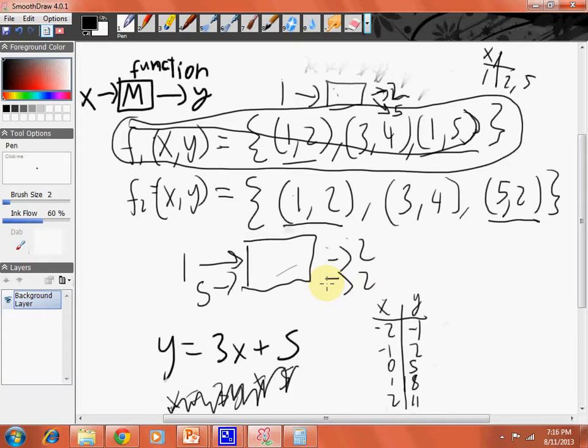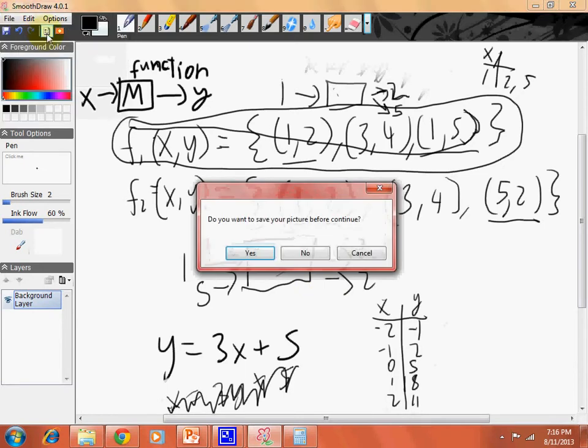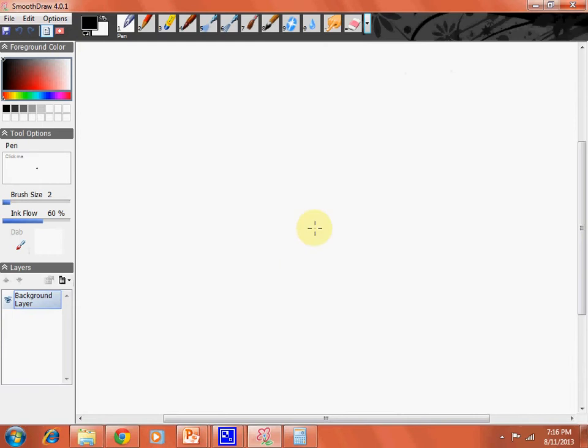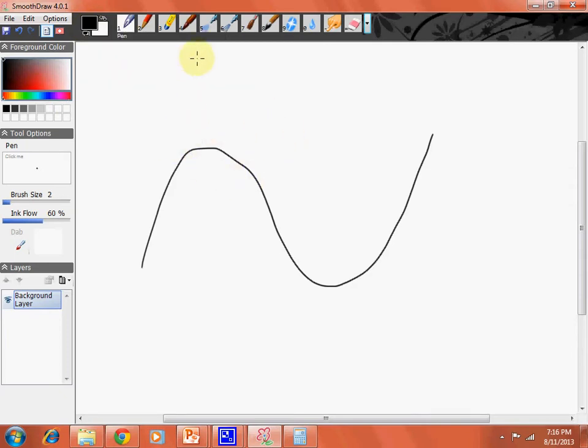Anyways, so that's one way to test for a function. Now another way is called the vertical line test. And the vertical line test is probably the easiest one to remember. This right here could be a function, right? As a matter of fact, it is a function. And the reason why I know that is because I can draw a vertical line at any point.